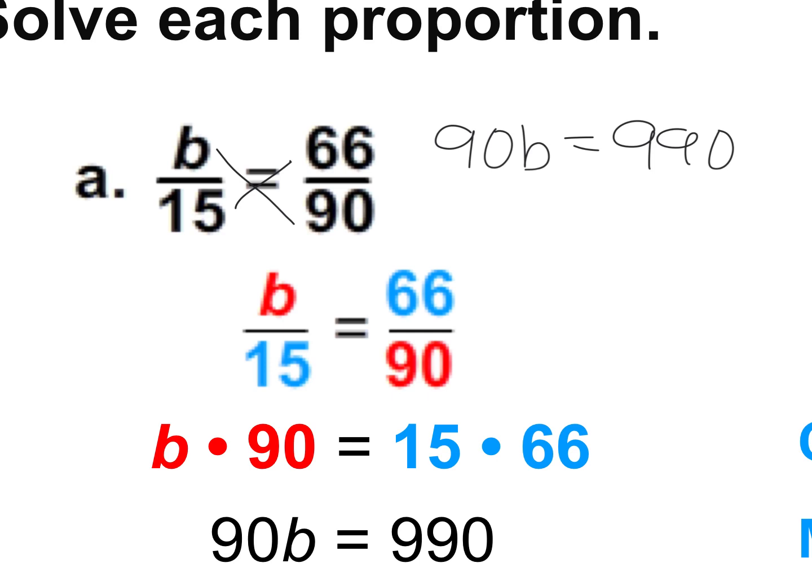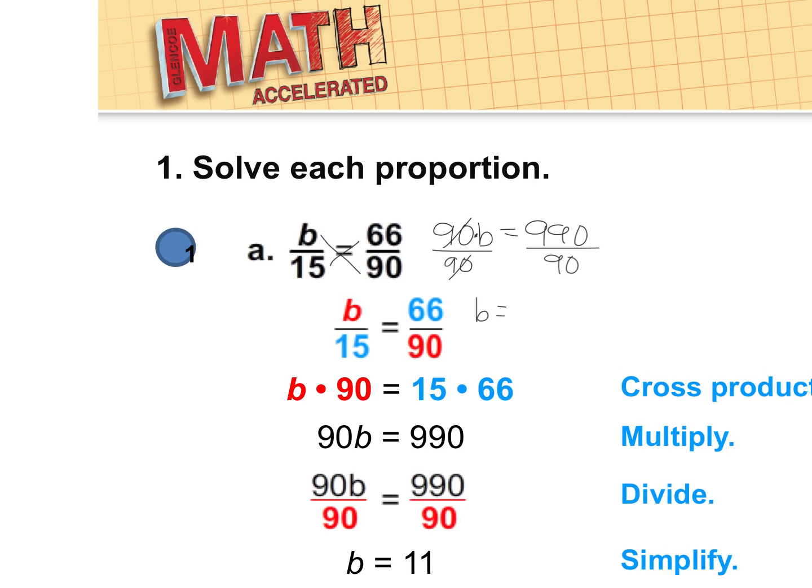Now we want to get B by itself. Right now, 90 and B are multiplying each other, right? There's multiplication in between there. We want to do the opposite to get rid of the 90. So what's the opposite of multiply? Divide. So we want to divide both sides by 90. Because if I divide by 90 on the left, what happens? They cancel out, right? So we're just left with B. And then over here, we do the same thing. What you do to one side, you want to do to the other. Okay? So we get 990 divided by 90, which is 11.